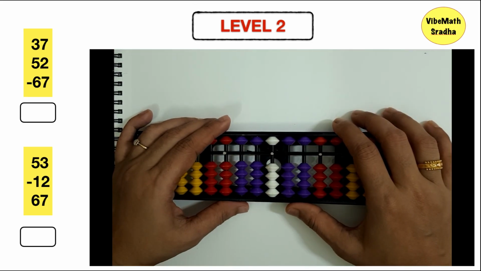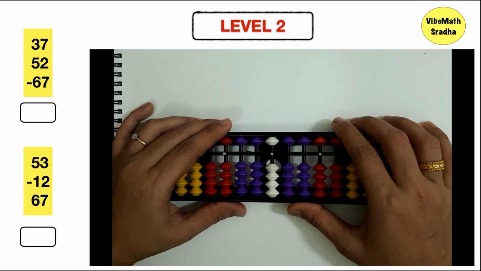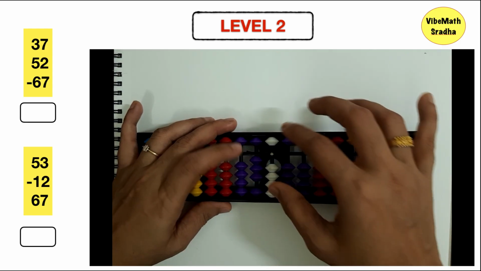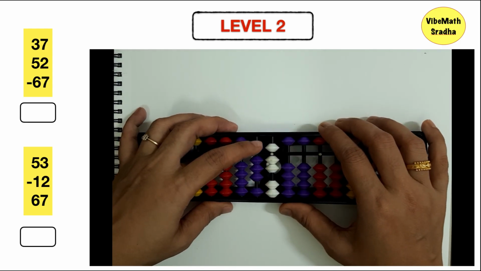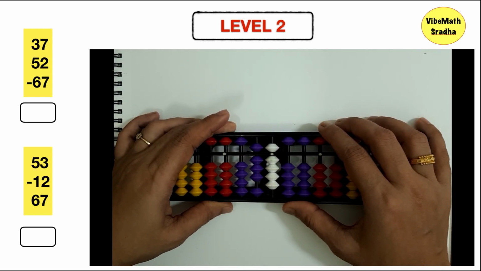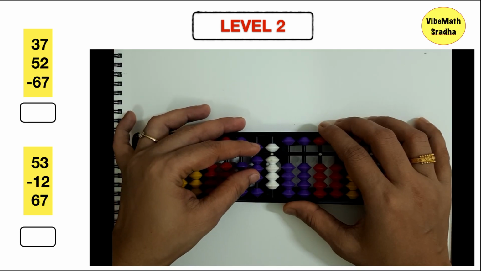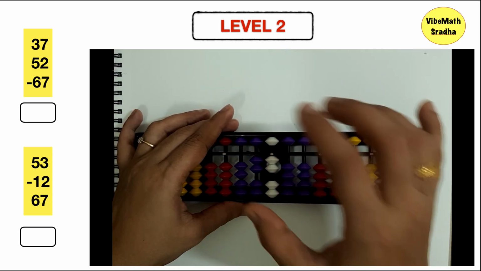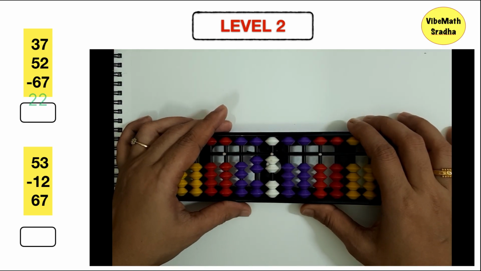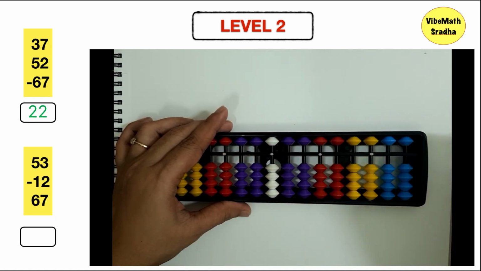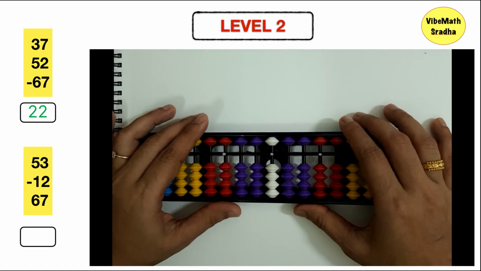Next example 37 plus 52 minus 67. 37 plus 52 minus 67, minus 60 minus 7. So, answer here is 22. Here we did not use any formulas.